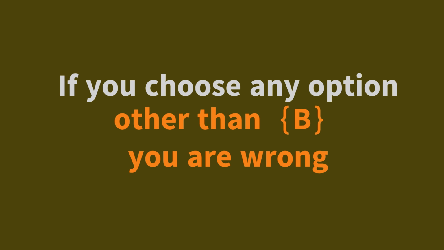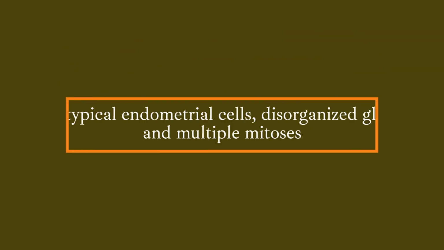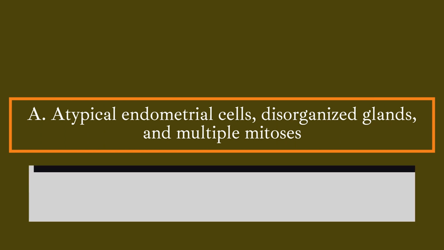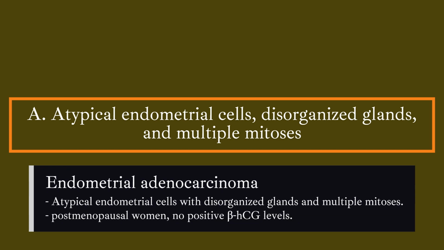If you choose any option other than B, you are wrong. Let's briefly discuss the other options. Choice A cannot be the answer because atypical endometrial cells with disorganized glands and multiple mitoses are consistent with endometrial adenocarcinoma, a uterine malignancy that usually presents with vaginal bleeding. However, it typically affects postmenopausal women and is not associated with positive β-hCG levels.